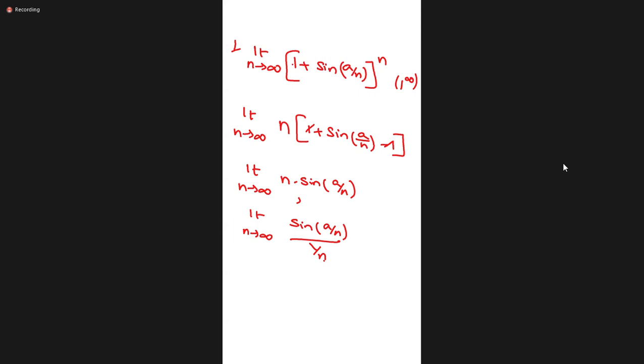Instead of showing you, better to explain only. n infinity means 1 by n tends to 0. If you think of 1 by n as x, limit x tends to 0, sin ax by x, the answer is a. So what I told you is write e power. This is your answer: e power a.